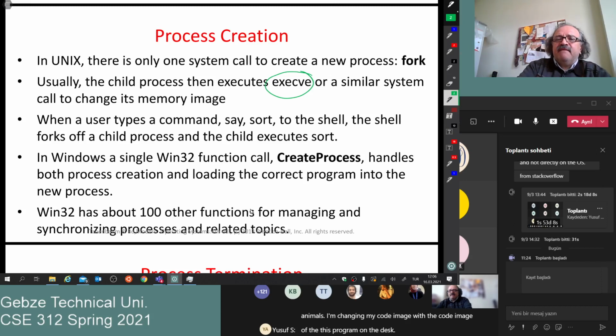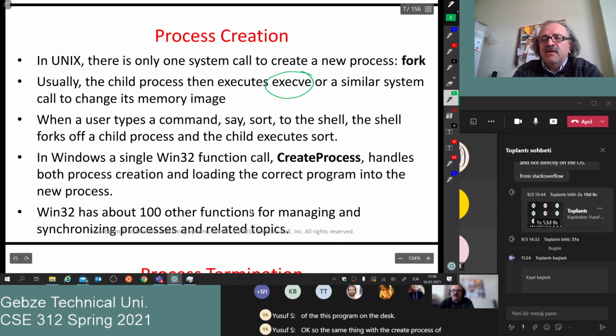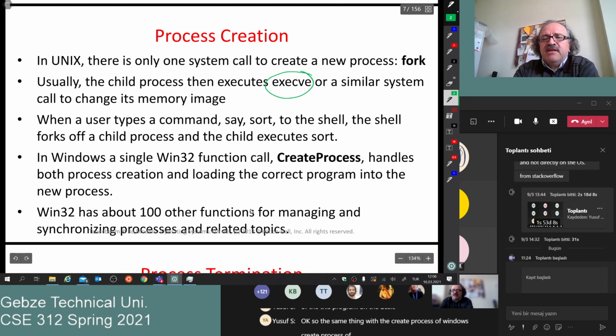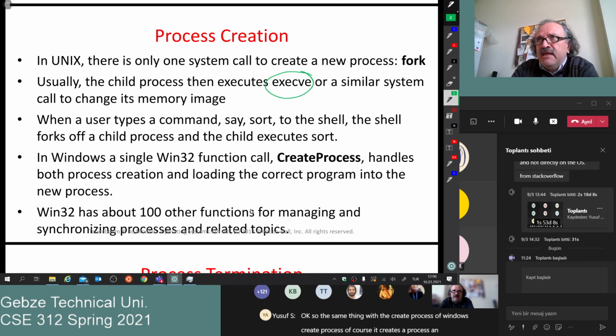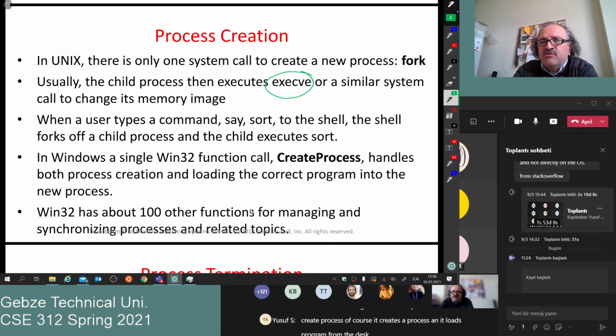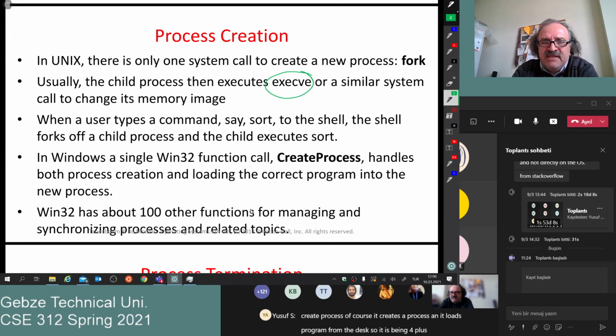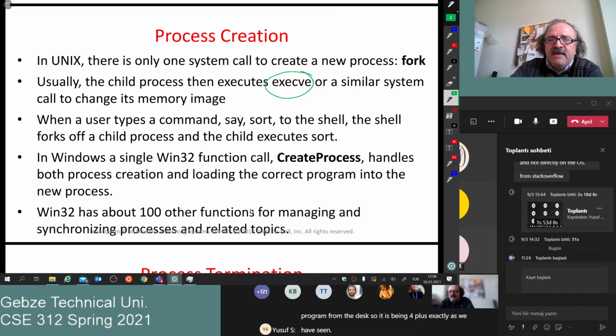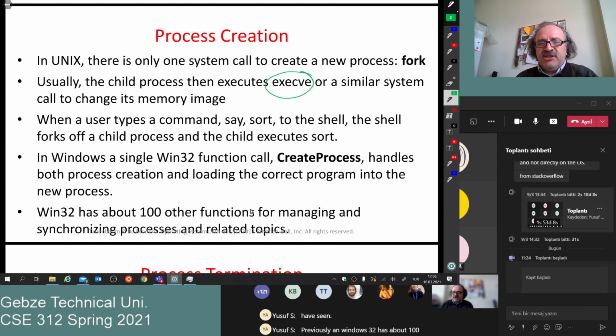The same thing applies to CreateProcess in Windows. CreateProcess creates a process and loads a program from the disk. So it is doing fork plus execve, as we have seen previously. And Win32 has about 100 other functions for managing and synchronizing processes and related topics. POSIX doesn't have that many because, as you know, POSIX has only about 100 system procedure calls. Okay, good.